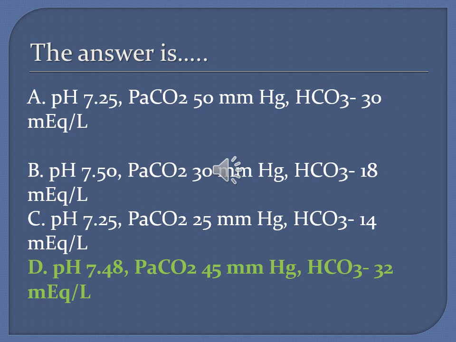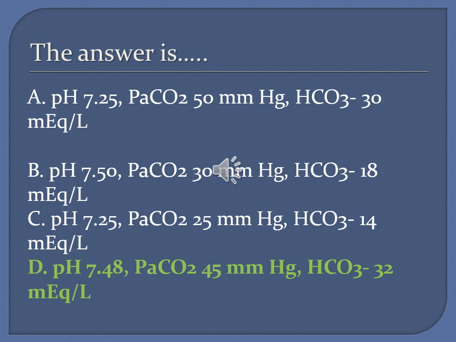Your pH is 7.52. Your CO2 is 29. Your PO2 is 100, your O2 sat is 98%, and your bicarb is 23. So your pH is 7.52, which is alkalotic. Your CO2 is 29, so this is alkalotic, right? So your CO2 is less than 35, and that means it's alkalotic.